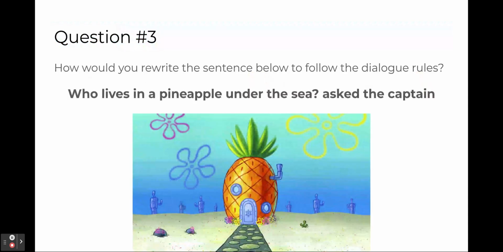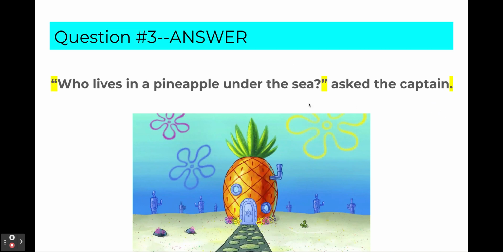Question number 3. How would you rewrite the sentence below to follow the dialogue rules? Who lives in a pineapple under the sea? Asked the captain. So this is the part that's being said out loud for people to hear, right? And the question mark you leave alone, and then you would just have the period at the end of the sentence, and the A stays lowercase.